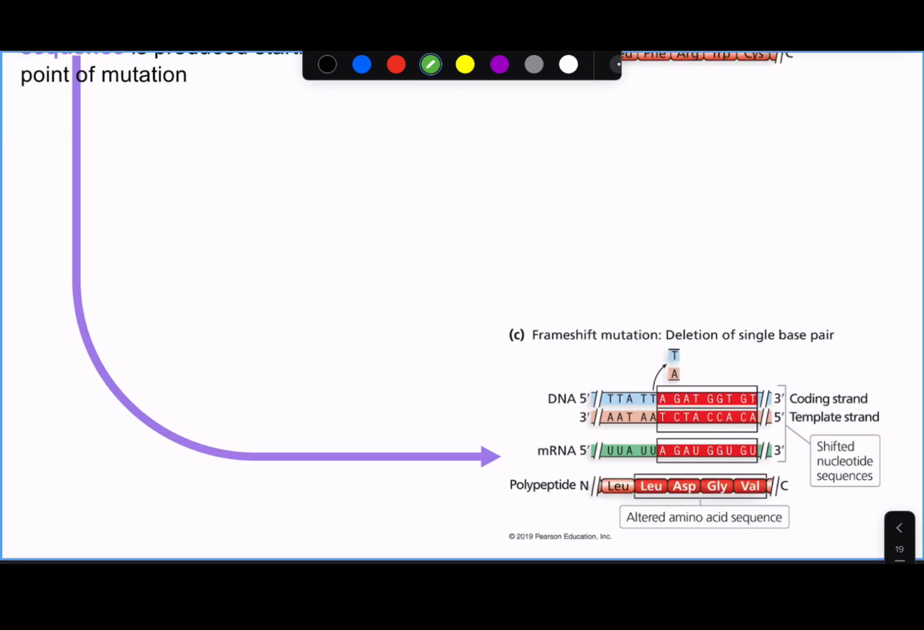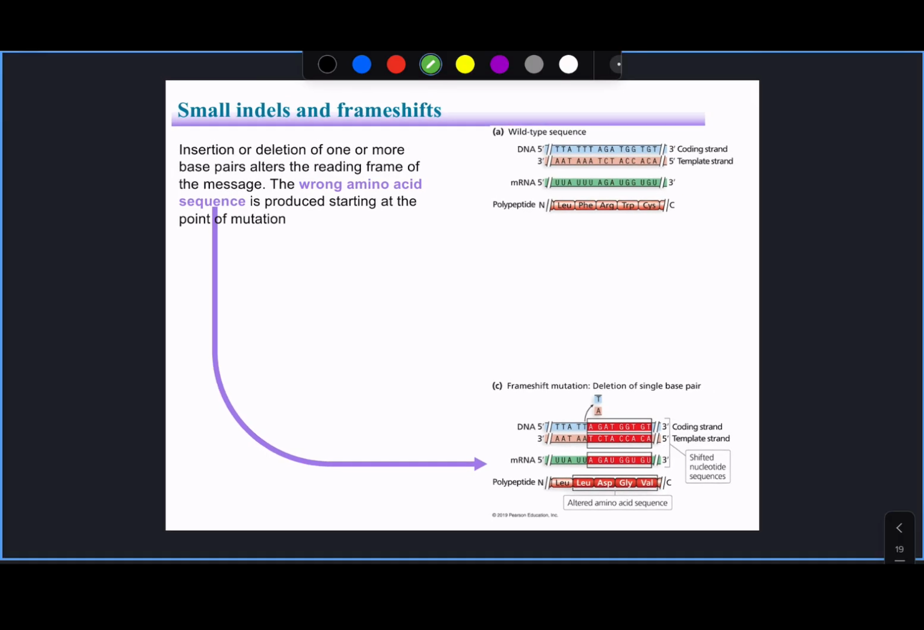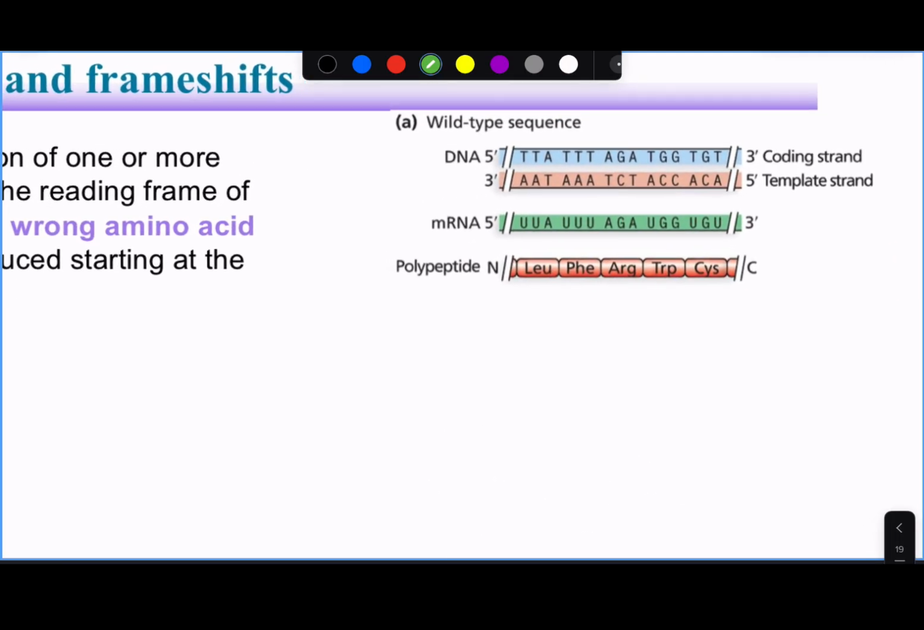Okay. So, all of that was about these point mutations or substitutions. Now, we'd like to start talking about these small indels and a very special effect they have that we call frame shifts. The idea here is as follows.